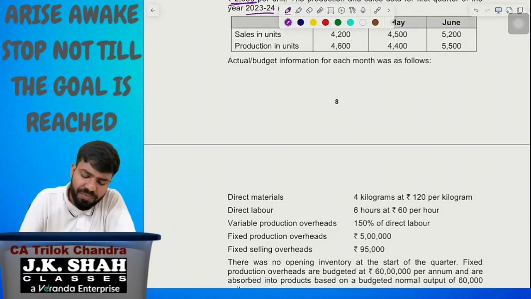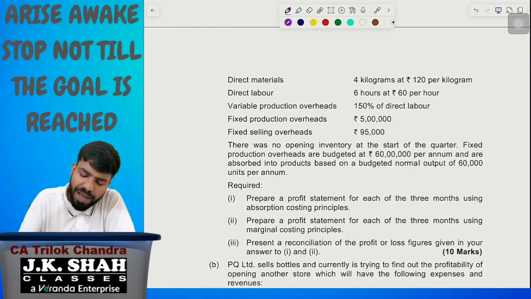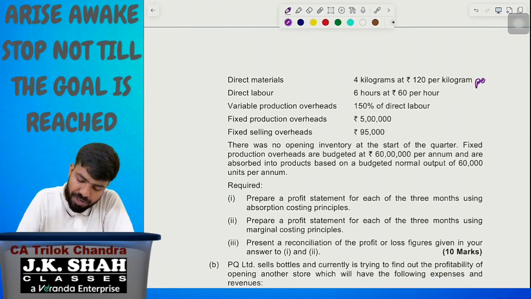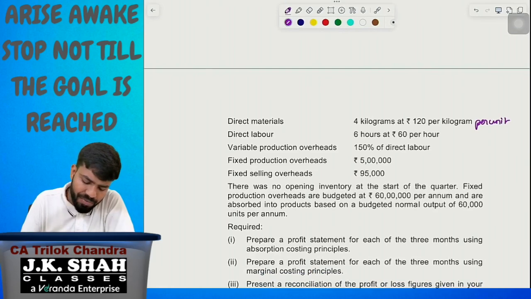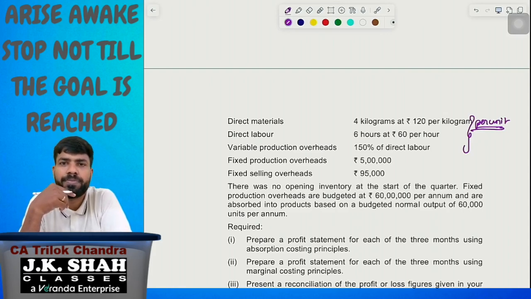Actual budget information for each month were as follows. Direct material 4 kilograms at rupees 120 per kilogram per unit. This is per unit. They missed this information. Here they mentioned that it is for each month. But direct material, direct labor, variable production overhead, these three things are related to per unit. That information is missing in the question.